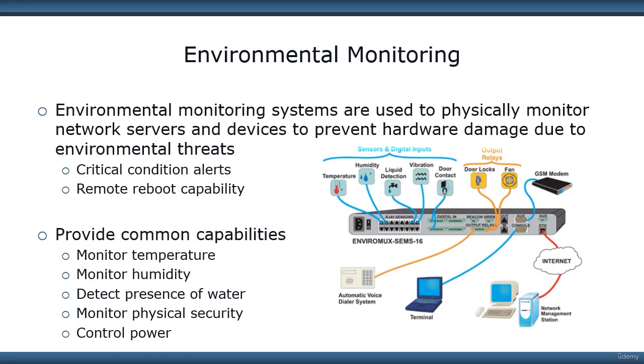Environmental monitoring systems are used to physically monitor network servers and devices and help to prevent hardware damage due to environmental threats. So they will have critical condition alerts in different ranges. You can see their range of looking for and monitoring temperature, humidity, detecting the presence of water, and having the ability to control power to that device, physical security, etc.